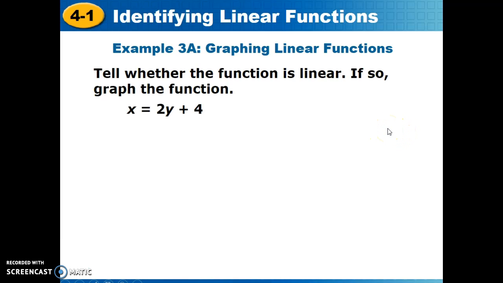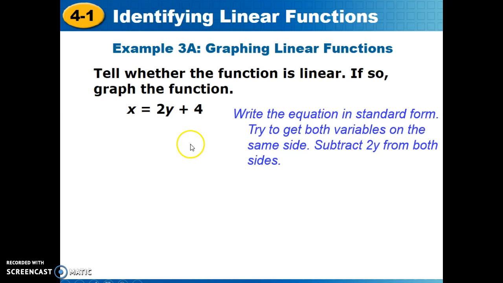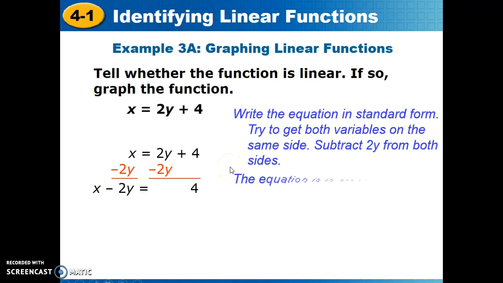Tell whether this function is linear. If so, graph it. Well, this was one of the examples we had. We can get y on the other side of the equation by simply subtracting. That gives us ax plus by equals c. We're in standard form, therefore we know we have a linear function.